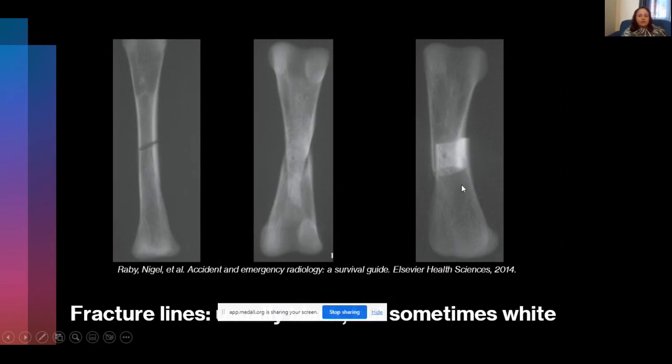In this fracture, for example, because there are overlapping bones, it appears as a white line instead of a black line. And the impacted fracture is the same because overlap of the bones causes a dense or white line instead of a black line. So always remember that fracture lines can be black or white.